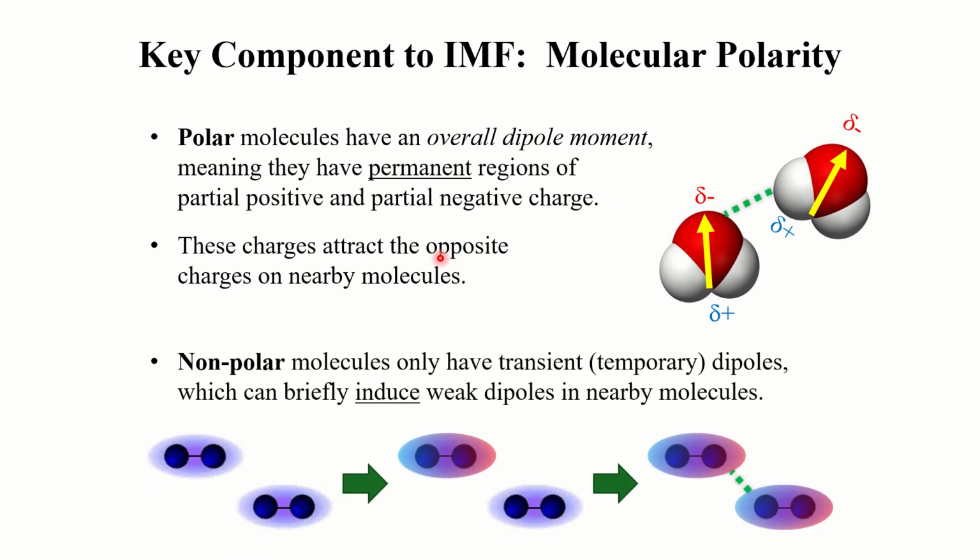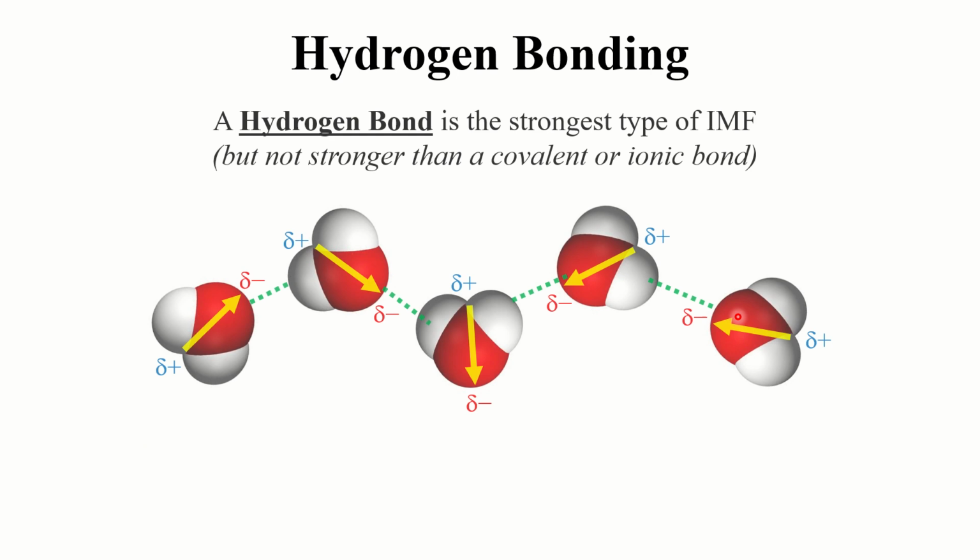Now, nonpolar molecules, something a little weird happens with them. They have these things called transient or temporary dipoles. So this can briefly induce weak dipoles in nearby molecules, and I will explain this in further detail later on in this video when we discuss dispersion forces. For now, let's focus on this idea of polarity, these regions of permanent partial negative and partial positive charges and how they lead to some strong intermolecular forces.